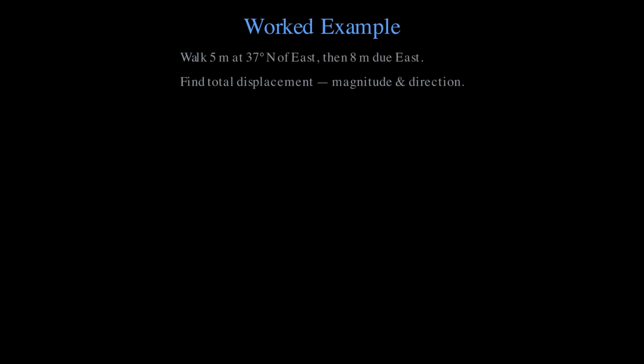Let's consolidate everything with a problem. A person walks 5 meters in a direction 37 degrees north of east. Then they walk 8 meters due east. What is the magnitude and direction of their total displacement? Step 1. Decompose each vector into components.